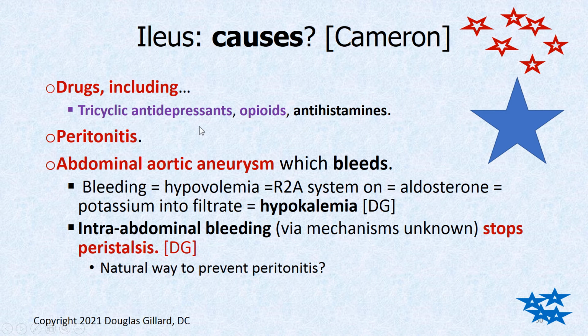Peritonitis can induce ileus. Abdominal aortic aneurysm, which bleeds, and we don't exactly understand the mechanism of that, but it does. Blood touching the outside of the intestine causes it to freak out and stop peristalsis. The bleeding can also induce a hypovolemia, which turns on the renin-angiotensin system, which induces hypokalemia.